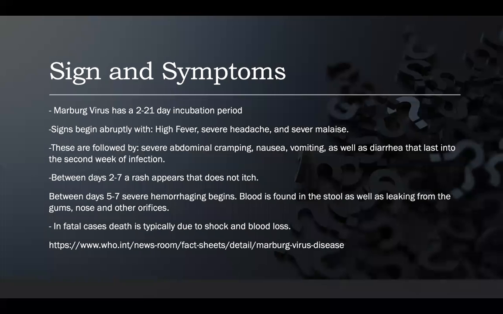The signs and symptoms of Marburg virus start typically with a high fever and severe headache. The incubation period is between 2 and 21 days. These are followed by severe abdominal cramping, nausea, vomiting, as well as diarrhea that lasts upwards of a week. Between 2 and 7 days, a rash appears that isn't itchy, and in the 5 to 7 day time frame, severe hemorrhaging begins to occur, and blood starts to leak not only from the gums, the nose, the ears, but most of the orifices of the body. And this is typically what causes most of the mortality of the disease: shock caused by the blood loss.